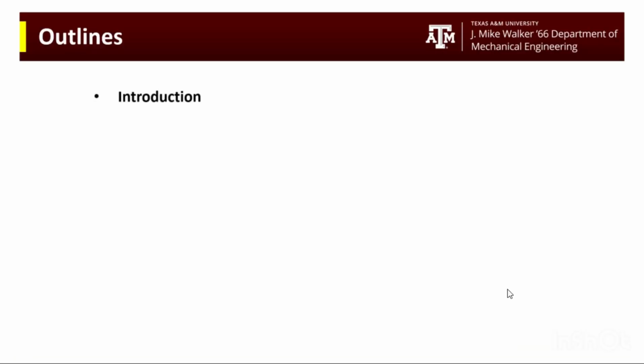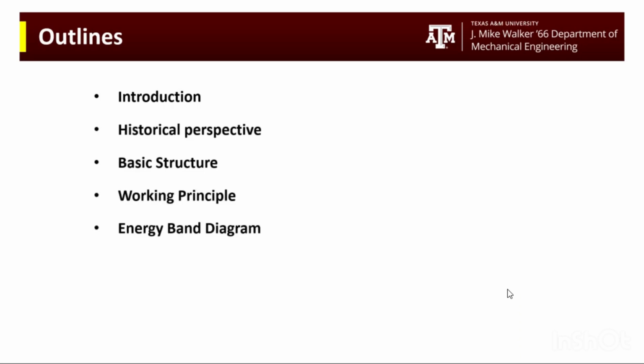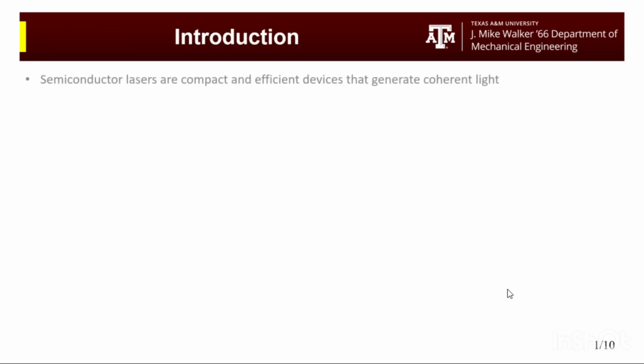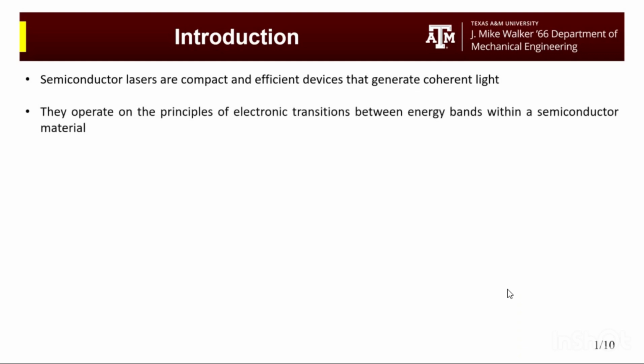These are the outlines of my presentation, including introduction, historical perspective, basic structures, working principles, energy band diagram, types of semiconductor lasers, advantages and challenges. Semiconductor lasers are among the most critical innovations in photonics. They are compact, efficient, and able to generate coherent light, so they are essential in modern technology nowadays. Their function is based on electronic transitions between conduction and valence bands within semiconductor materials.